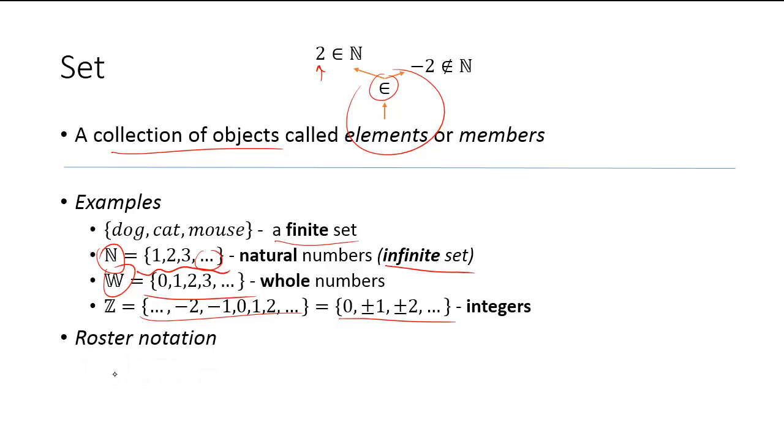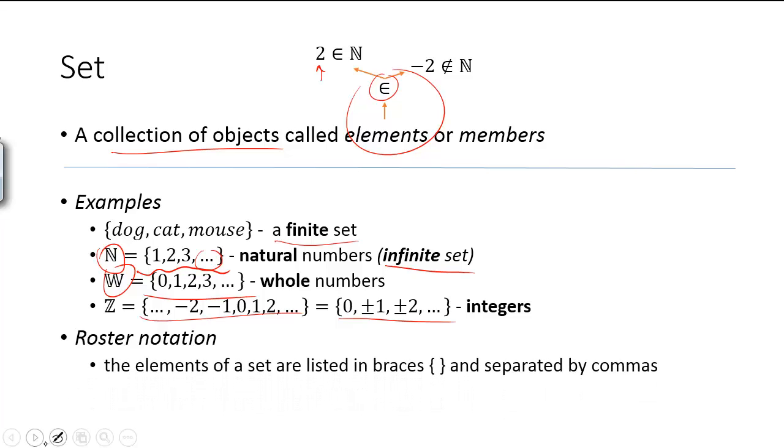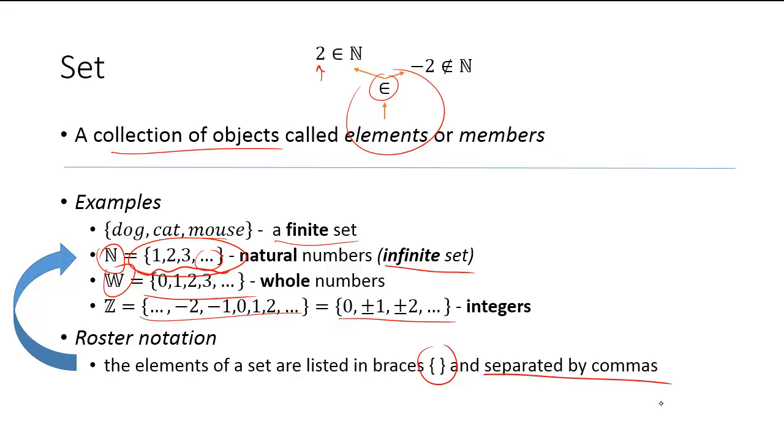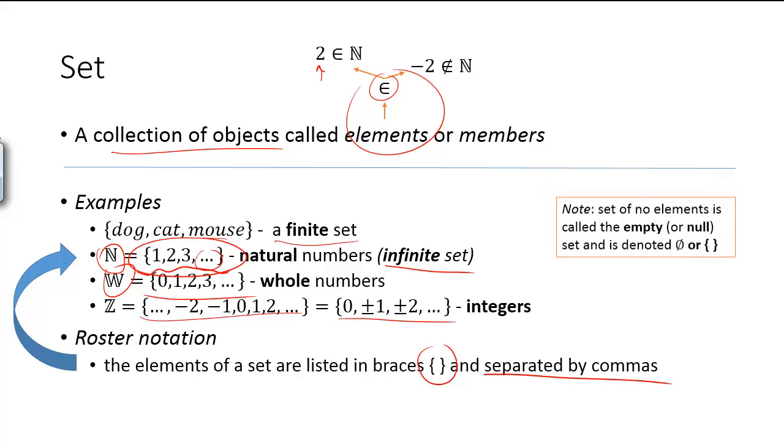The set notation that we have been using right here is roster notation. So roster notation is where you use braces separated by commas to list out all the elements. In particular, there's a special type of set with no elements. It's called empty, and you can use one of these to signify it, but not both. Think about why you would not want to say that this is an empty set.